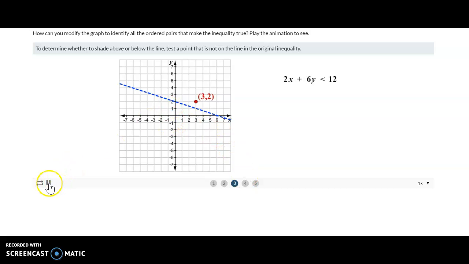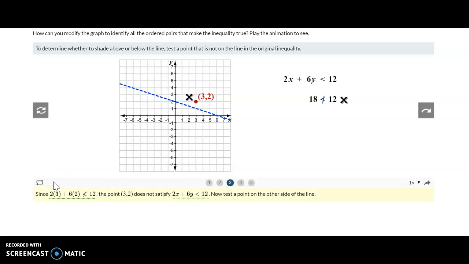We're testing a solution. All right, we are plugging in a point that is above the line first. All right, so if we plug in the point 3, 2 in there, we're going to test, is this true? All right, so let's see the math happening. 2 times 3 and 6 times 2, which is 18. And you ask yourself, is 18 less than 12? This is no. So we can see that a point above the line does not satisfy 2x plus 6y is less than 12. All right, so that makes a false statement. So we have a false solution.